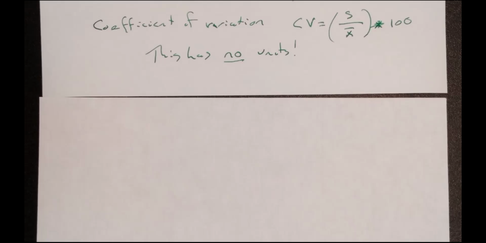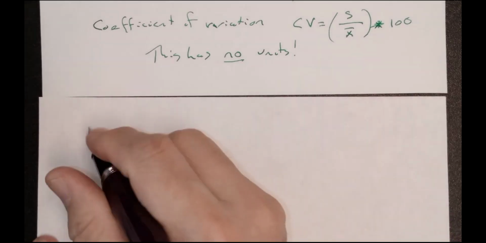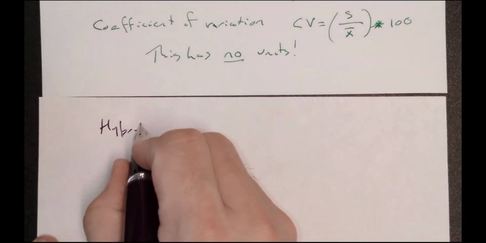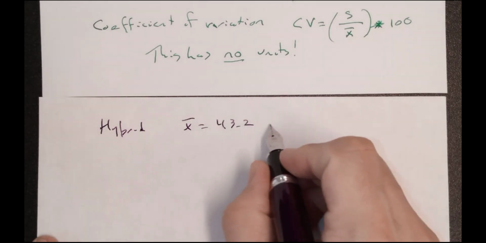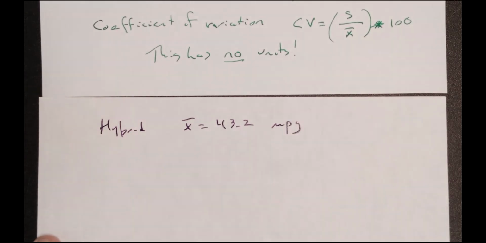So if I look at the mileage on my car and compare it to the mileage on my neighbor's car, I've got a Civic. She's got the hybrid. Same car, hybrid Civic, gas Civic. On the hybrid, she notices she's getting 43.2 miles per gallon. And when we look at the last 10 fill-ups, the standard deviation is 2.2 miles per gallon.